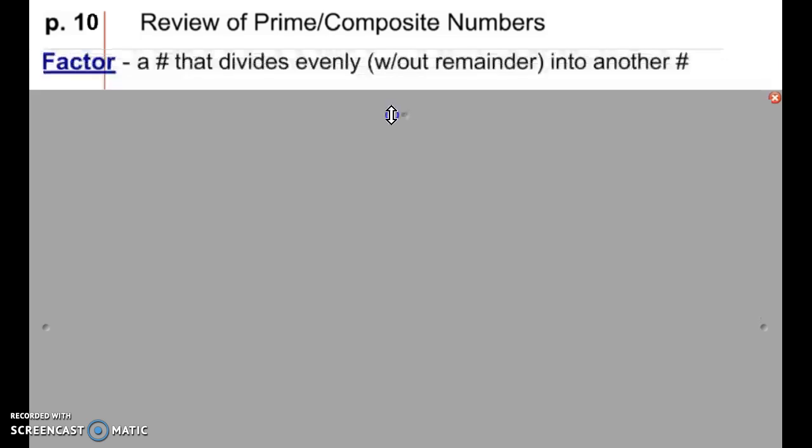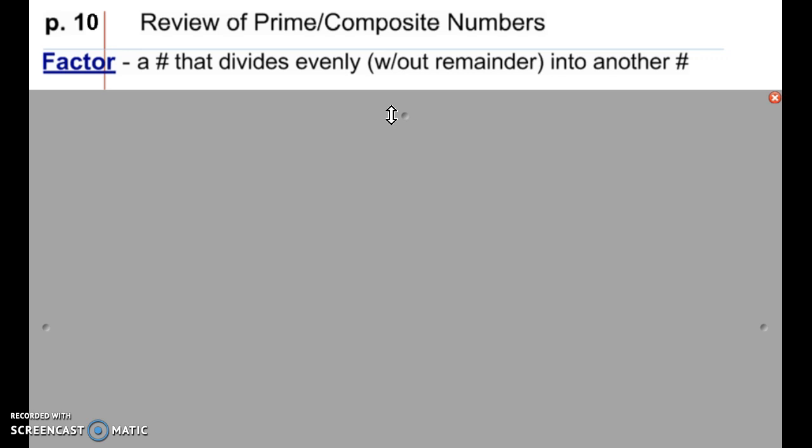So you should have labeled the left side, page 10, and you should have learned in 5th grade what prime and composite numbers are. So the purpose of this brief video is for us to review what prime and composite numbers are so that we can go to our next skill, which is prime factorization, and then we're also going to be able to use this for greatest common factor and least common multiple, which is what we will get to eventually. On page 10, the first thing I need you to write down is the definition of factor.